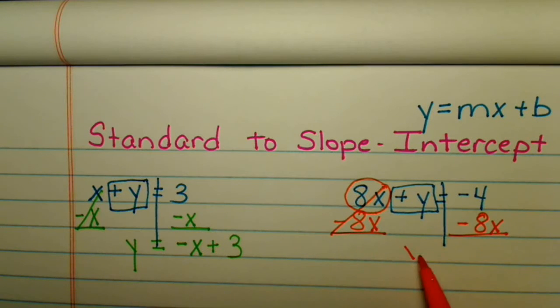Cancels, bring down the y. These are unlike terms, so you just bring them down. And guys, don't forget to keep the sign in front of the number. And we're done with that one. So that's pretty easy so far. All right, let's look at this problem.